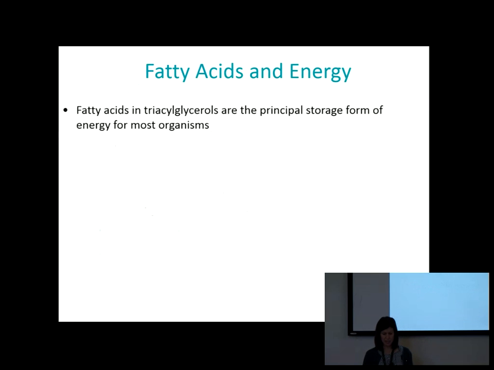All right? Why would they be the primary storage form of energy? What do you think? I already said it. Why do you think you can get more energy from a fat than you can from a carbohydrate? Think about the structures. Look at the carbons on your fatty acids compared to the carbons on your glucose. There's more. But carbon for carbon.